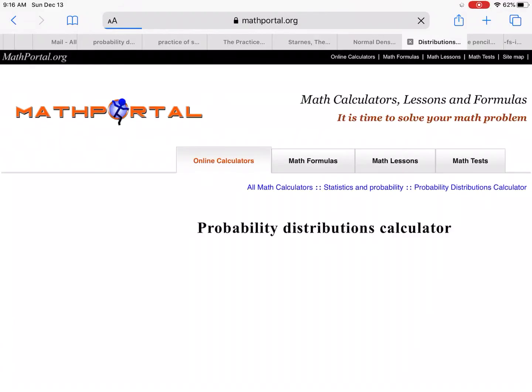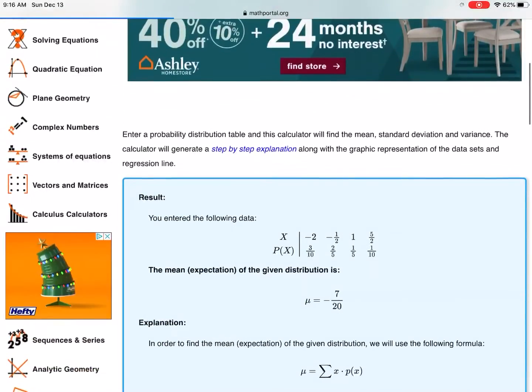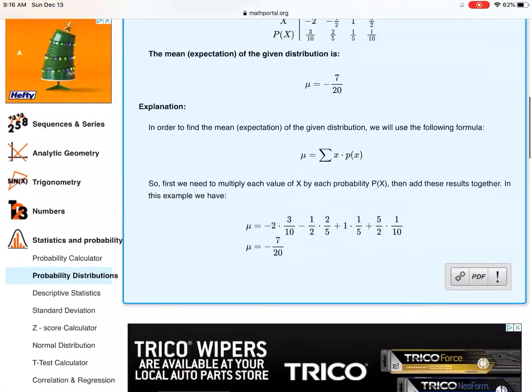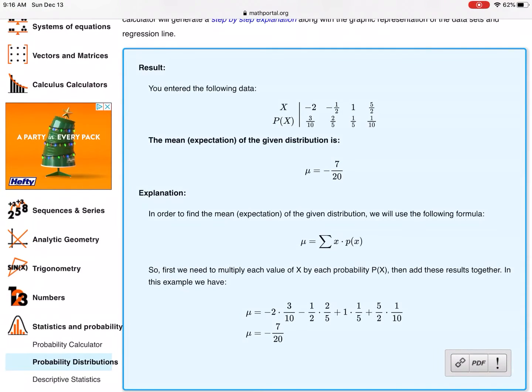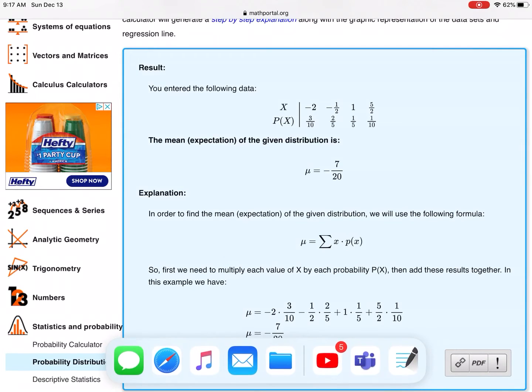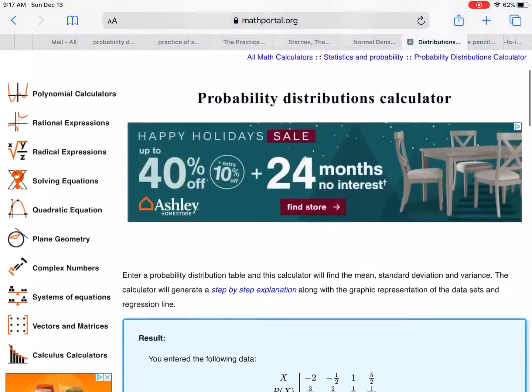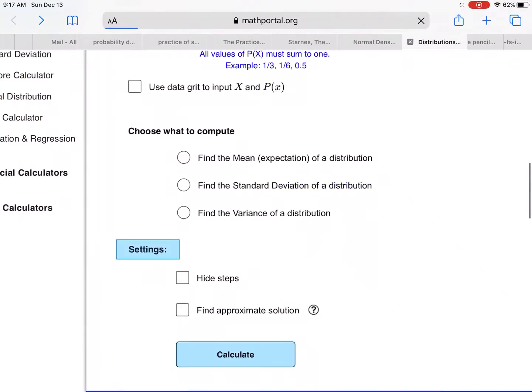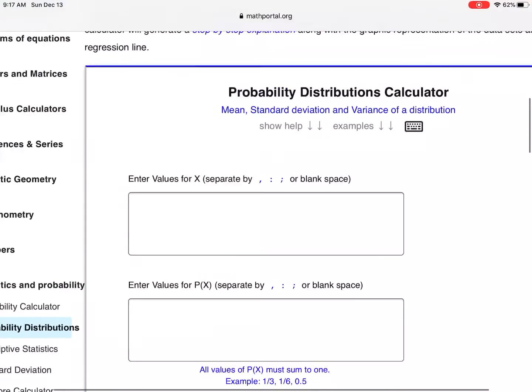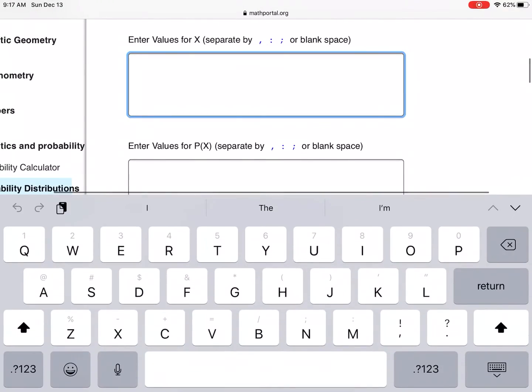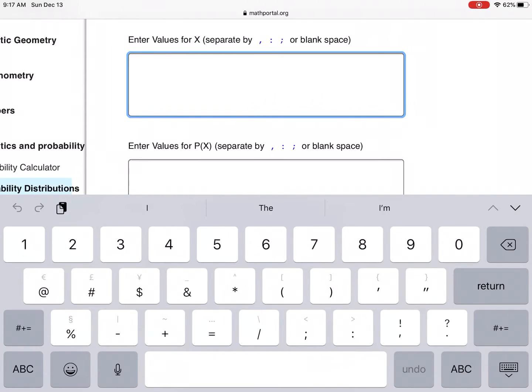So let's find the mean first. And it looks like our mean is, I didn't hit approximation, so I could say that's negative 35 over 20... seven divided by 20. All right, I'm going to go back. Let's go back. -2.